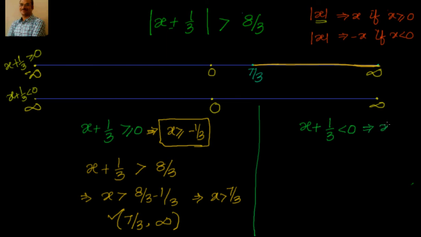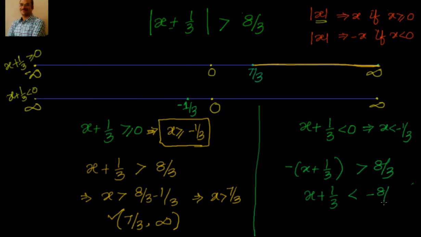Now let's look at the second scenario. X plus 1 by 3 less than 0 tells me that x is less than minus 1 by 3. That means somewhere here, let us say there is minus 1 by 3. So from here, x less than minus 1 by 3, all those values you are checking into. Similarly, earlier you checked for x greater than or equal to minus 1 by 3, and the values you got are between 7 by 3 and infinity. Now what happens? The mod function will return minus of x plus 1 by 3, which is greater than 8 by 3, or x plus 1 by 3 is less than minus 8 by 3.